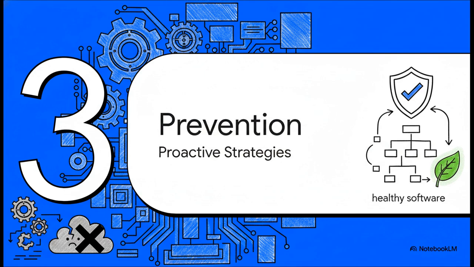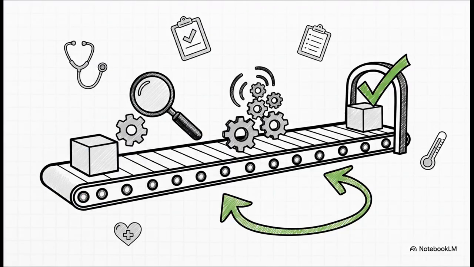Okay, so treating symptoms and putting out fires is one thing, but the best medicine is not getting sick in the first place. So let's shift gears from just reacting to problems to the proactive strategies that keep software healthy from the get-go. And the absolute cornerstone of prevention is something called regression testing. You can think of it like a full-body health scan for the code.